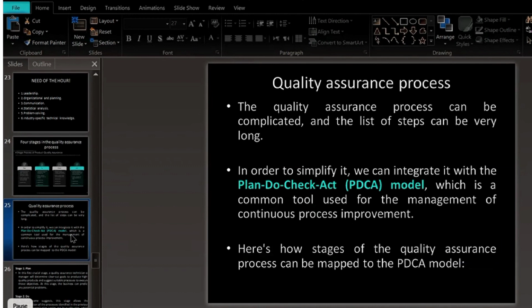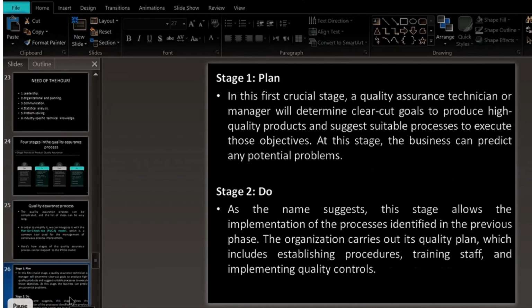So when we actually, the quality assurance process can be complicated and the list of steps can be very long, but इसको अगर हम simplify करें PDCA को, तो ये बहुत easy हो जाता है हमारे लिए, because ये इतना easy है to follow, and that is in order to simplify it, we can integrate it and check at the PDCA model, which is a common tool used for management of continuous process improvement. And here is how the stages would actually go.